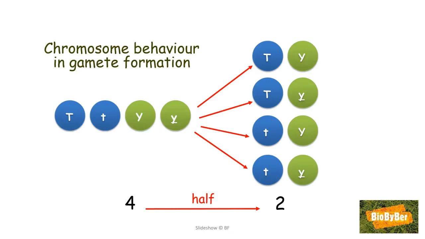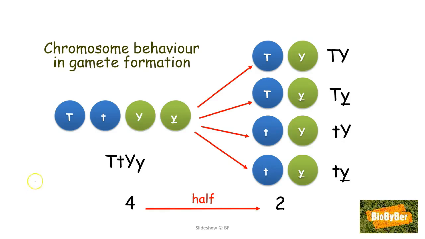Of course, this is representing chromosomes. So therefore, this is a heterozygous parent. The genotype, or the type of genes that it has, is big T, small t, big Y, small y. We are going to form gametes. We're going to half the number of chromosomes. So when you're halving the number of chromosomes, we end up with 4 options. We end up with big T, big Y; big T, small y; small t, big Y; small t, small y. Now, this is the understanding of chromosome behavior in gamete formation.